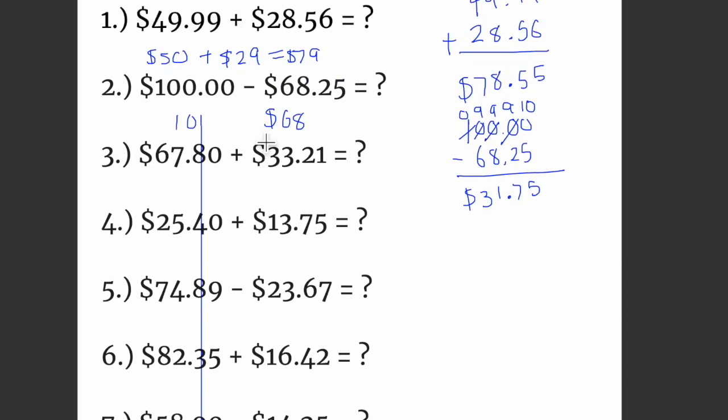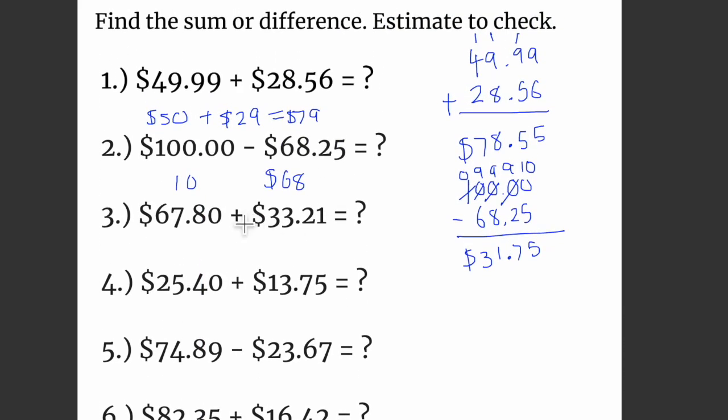So, oops. So we have $100 minus $68, and that's going to be equal to $32. And our estimate is close to our actual answer, so our actual answer should be correct.